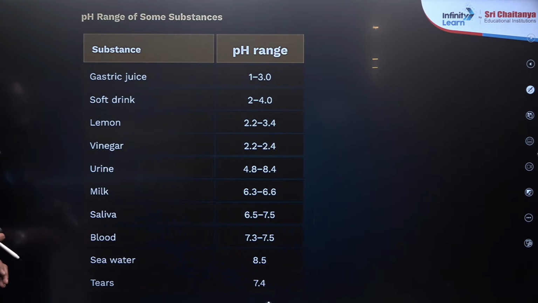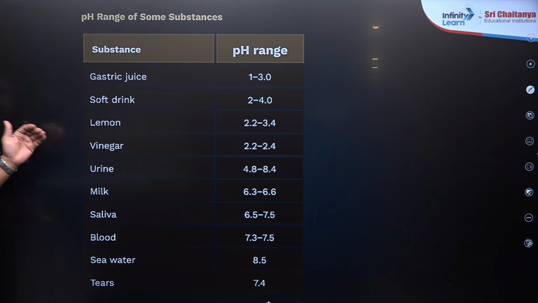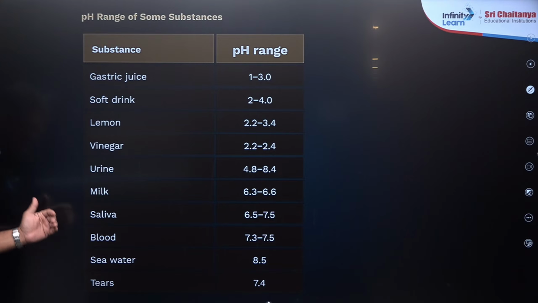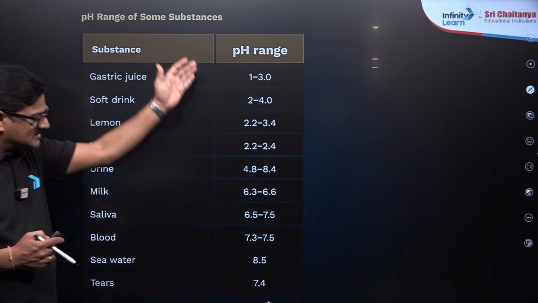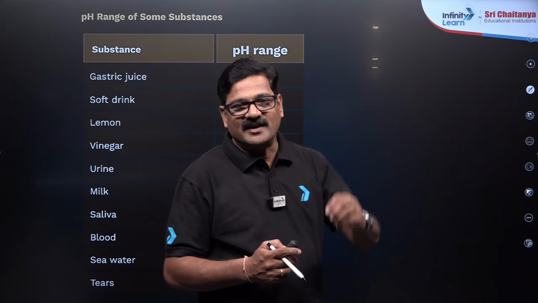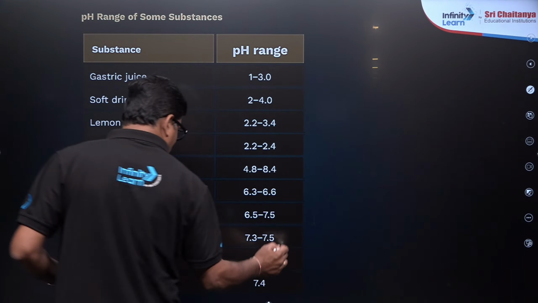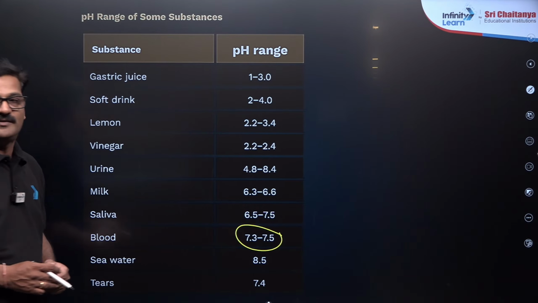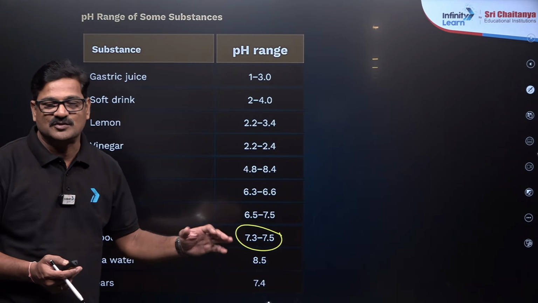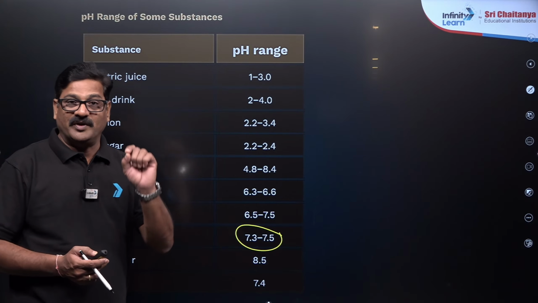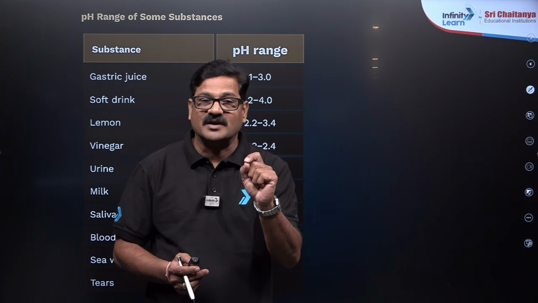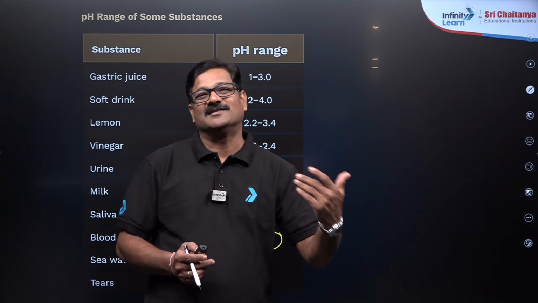And substances on the pH range: gastric juice, soft drinks, lemon, vinegar, urine, milk, saliva, blood, sea water and tears. You can see the entire pH range. pH is very, very important when it comes to biological parameters. The blood pH ranges between 7.2 to 7.4, generally you can say 7.3 to 7.5. A pH change of 0.2 can make you get admitted to the hospital.